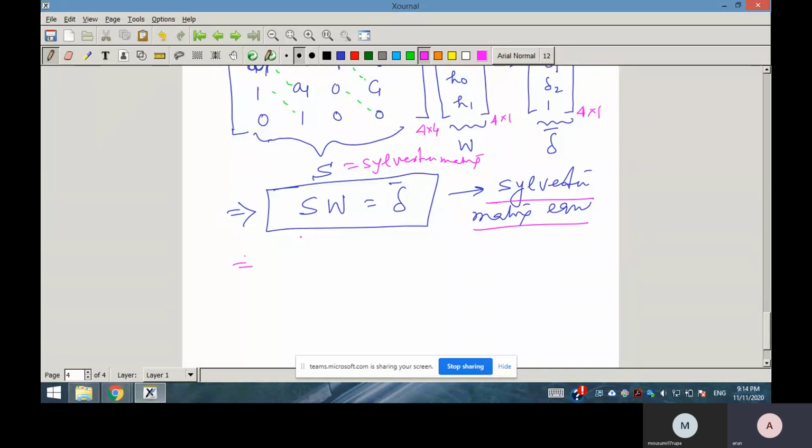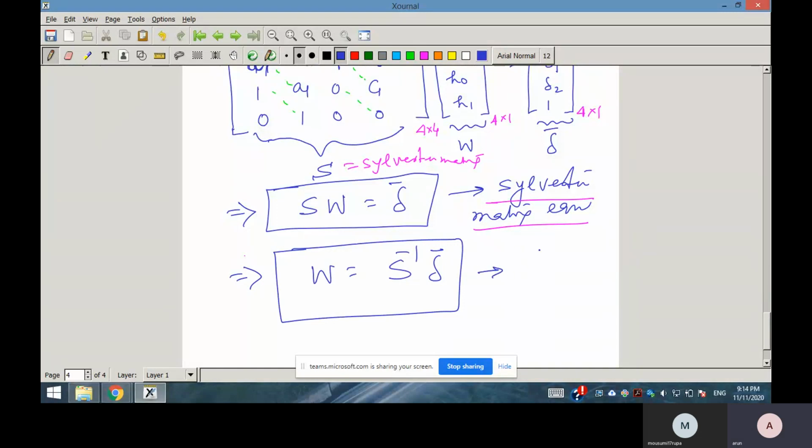So this will imply what? You can easily determine the controller parameter. So this implies W is equal to S inverse into delta bar. So this is very important. This is the controller parameter. So this is the controller parameter vector, because W is the controller parameter vector.